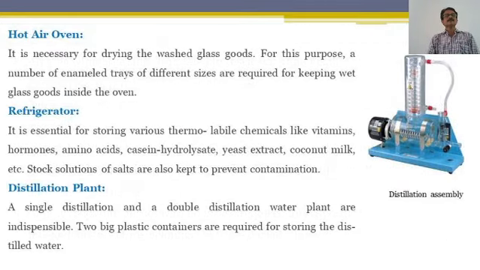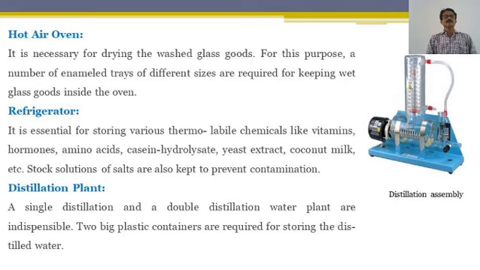Next, it requires some instruments like a hot air oven. It is necessary for drying purposes. It also requires a refrigerator, because there are several chemicals which we use in plant tissue culture. They are temperature sensitive and have to be kept at a low temperature, like amino acids, casein hydrolysate, and yeast extract. So they have to be kept in a temperature controlled condition, and for that you require a refrigerator.